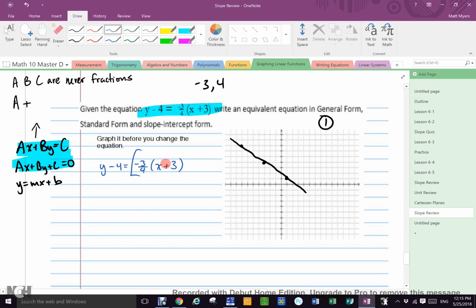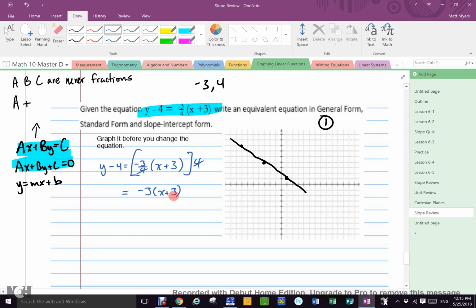Okay, so if I multiply that side by 4, what happens to the 4? What happens to this 4 and that 4? They're gone. Because 4 is above in the numerator, 4 is in the denominator. So I'm left with negative 3x plus 3. Is everybody cool with that step?